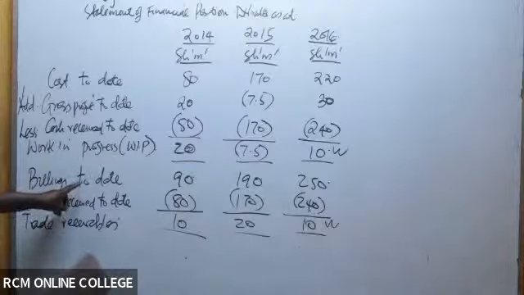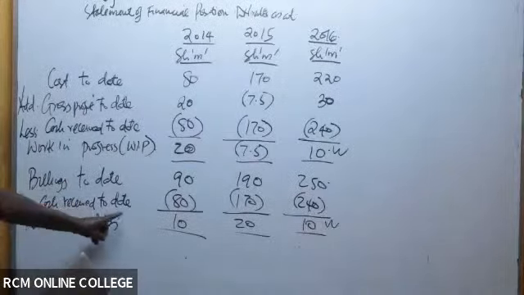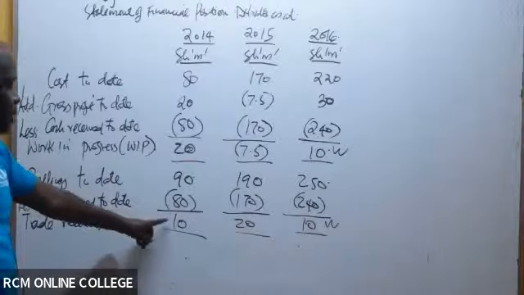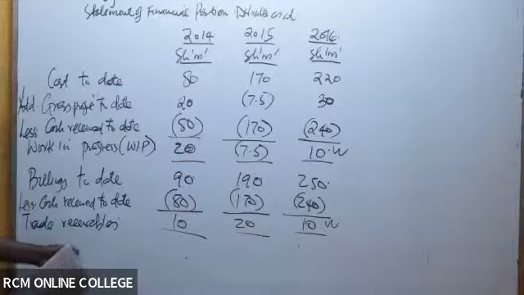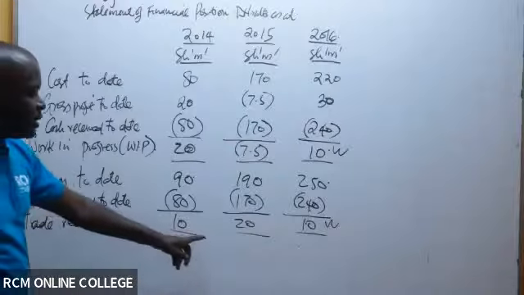So remember, we said if it happens that the difference between the billings to date and the cash received to date is actually a positive, it simply means that in this case, it is actually what? Trade receivables. What about in this case, if it is a negative? We said it will be what?